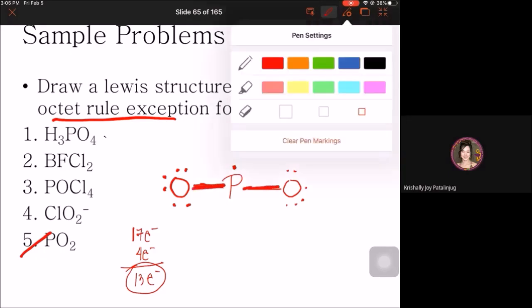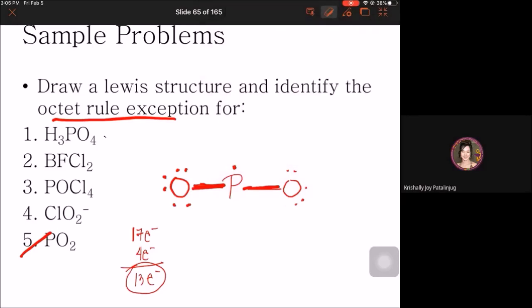So, apply the 5th rule, change one of the lone pair from the surrounding into a bonding pair. Okay? Or the other way around, so yung isang structure niya, pwedeng dito naman yung double bond. Okay? So, 4 na lang. Dito yung single bond, 6.